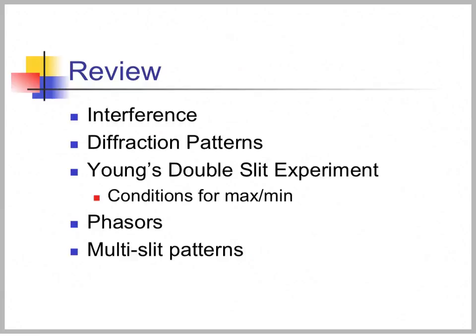So, to review what we talked about today, we talked about interference, diffraction patterns, and Young's double slit experiments and the conditions for maxima and minima. We talked about using phasors to figure out the intensities, and we looked at multi-slit patterns.